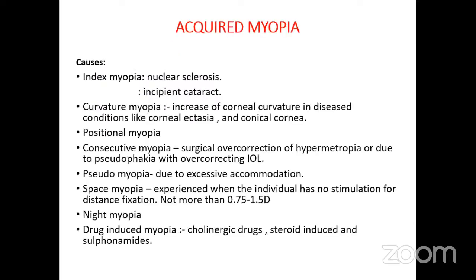Then these are the causes of acquired myopia. First is index myopia, including nuclear sclerosis and incipient cataract. Curvature myopia, including the conical cornea. Positional myopia, consecutive myopia. Pseudomyopia due to excessive accommodation. Space myopia, experienced in individuals who have no stimulation for distance fixation, happens in pilots when they are flying. Then night myopia and drug-induced myopia occur with cholinergic drugs, steroid-induced, and sulfonamides.